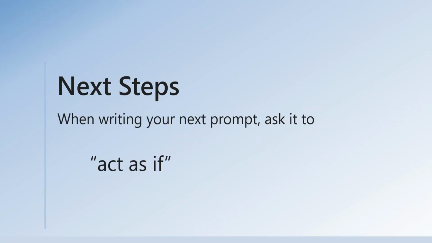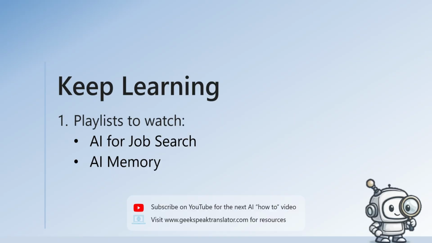So the next time AI gives you something too broad or generic, try adding act as if. Instead of getting a generic answer, you get an answer shaped around the role, audience, and outcome you care about. That small shift can make the response much more useful.